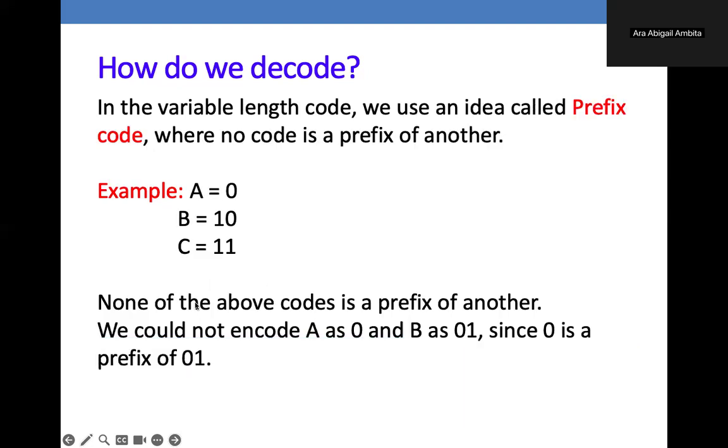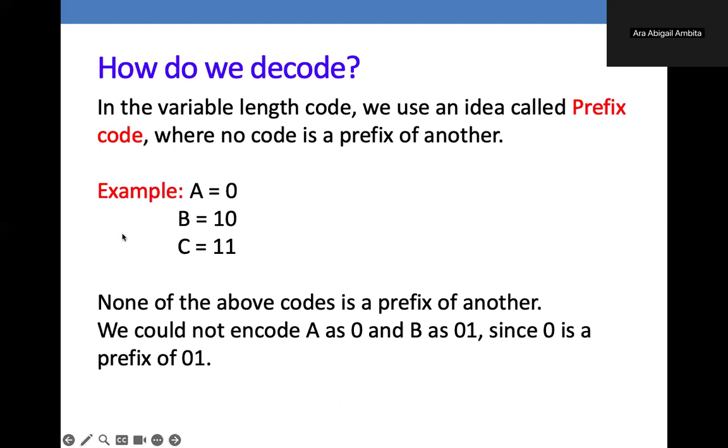So it's very easy. However, with the variable length code, how do we decode exactly? Right? Do you still remember? So, in a variable length code, we use an idea called the prefix code, where no code is a prefix of another. So, for example, if A is equal to 0, and then B is equal to 1, 0, and then C is equal to 1, 1. So none of the above codes is a prefix of another.